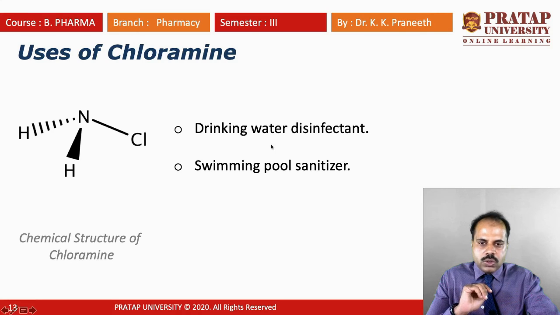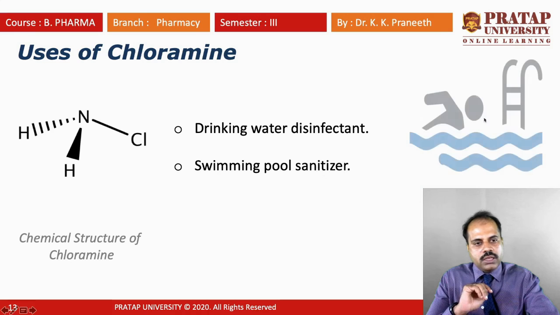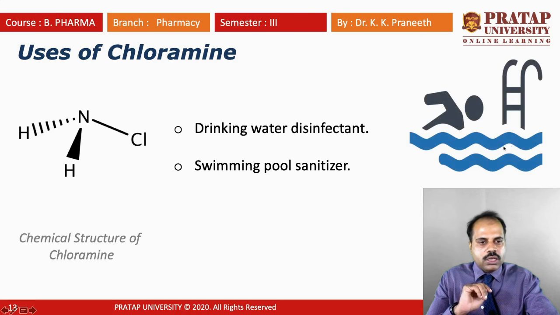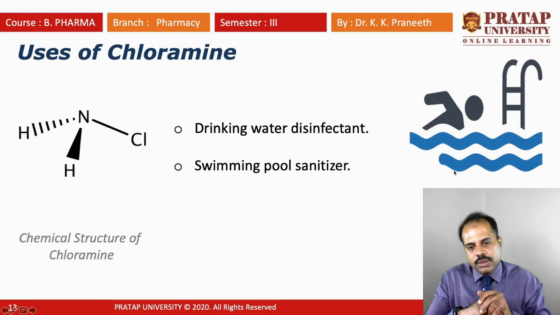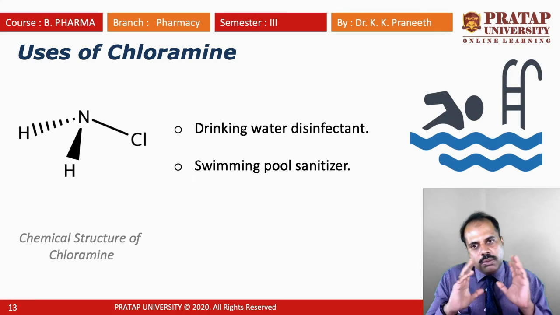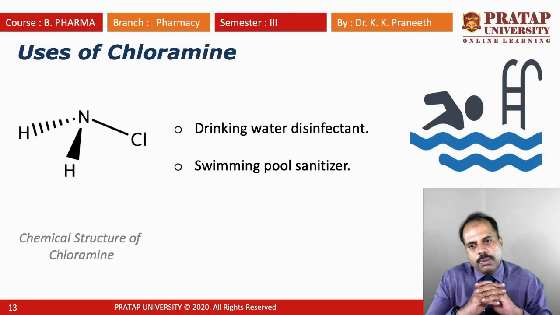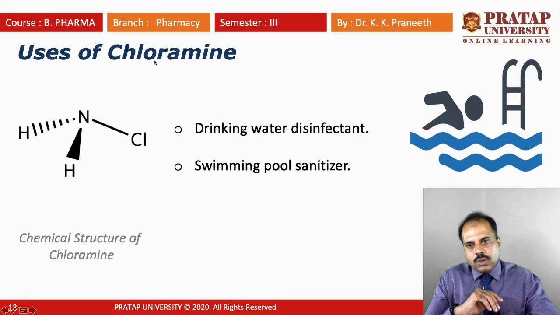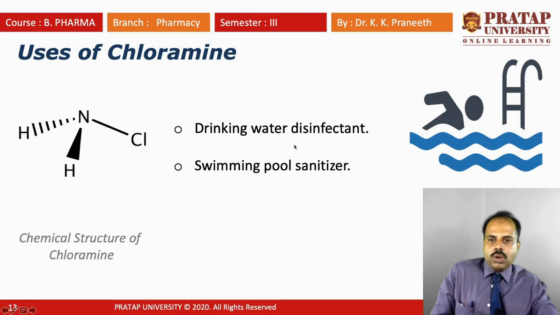And importantly, it is also used for sanitizing swimming pools. This is shown here, the swimming pool. So this water can be sanitized by adding some chloramine. Especially in public pools where people and children spend time learning swimming or enjoying the water, chloramine is used for sanitizing, and even in home swimming pools, hotels and so on. So these are the important uses of chloramine.